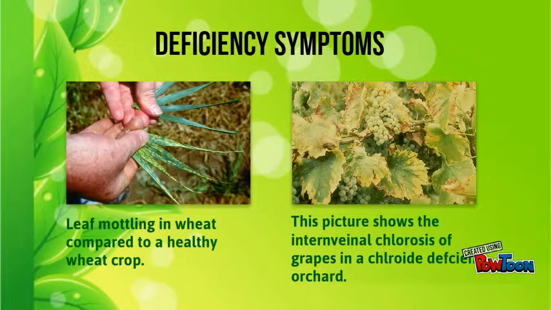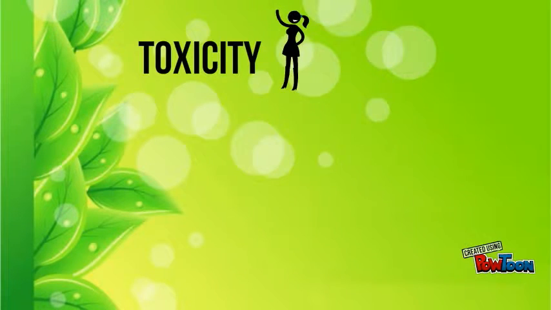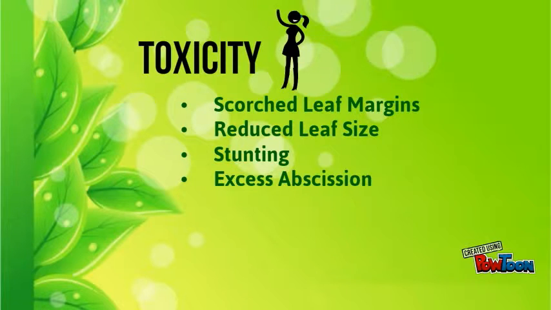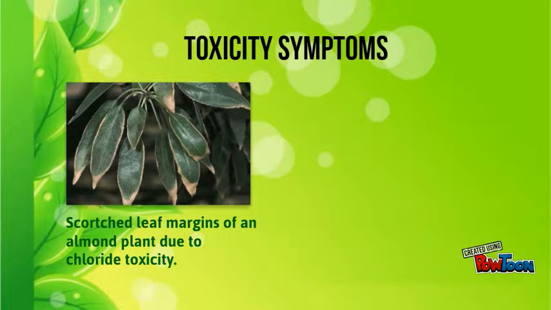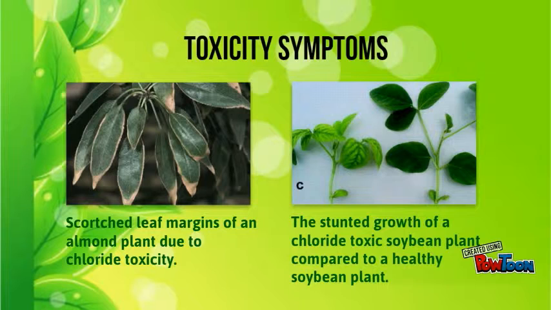In contrast to deficiencies of chloride, there is also chloride toxicity. The symptoms of chloride toxicity include scorched leaf margins, reduced leaf size, stunting, and excess leaf abscission. In the picture on the left, you can see an almond plant with scorched leaf margins, and on the right, you can see the stunting effect on soybeans from chloride toxicity.